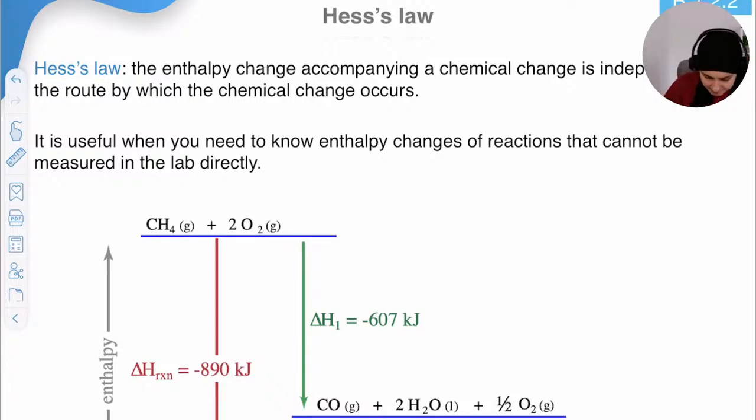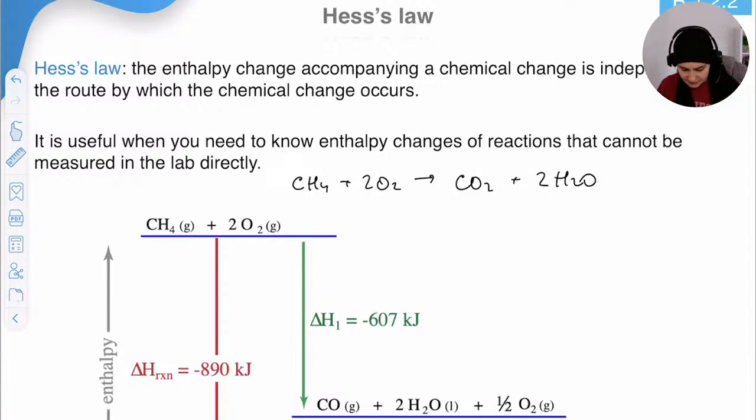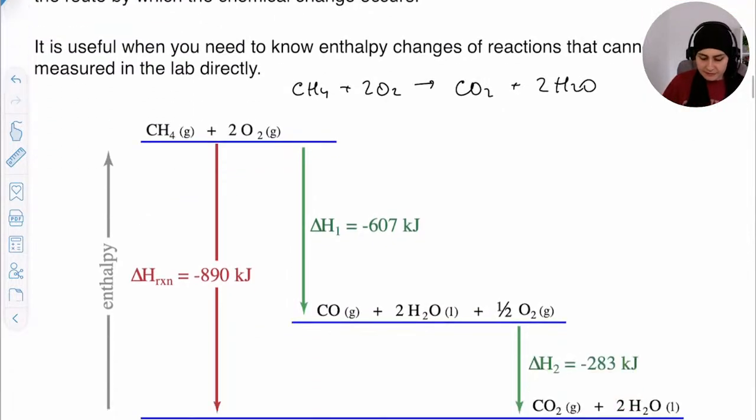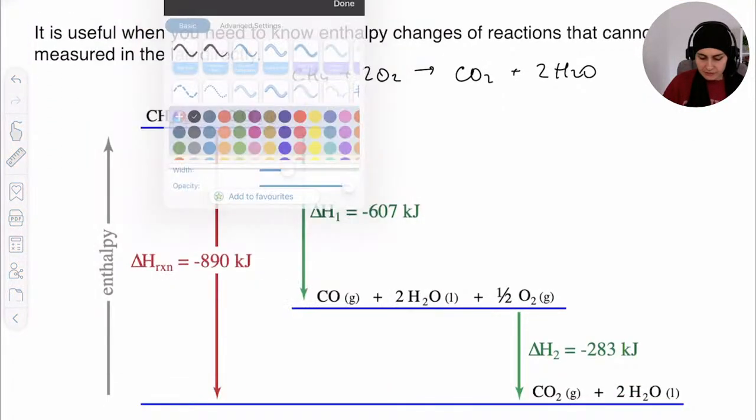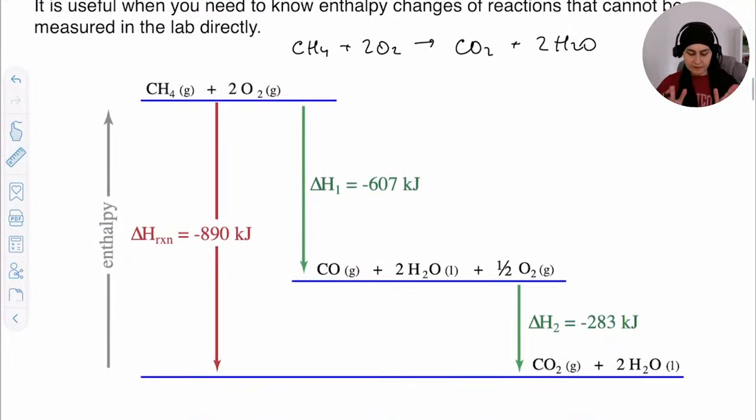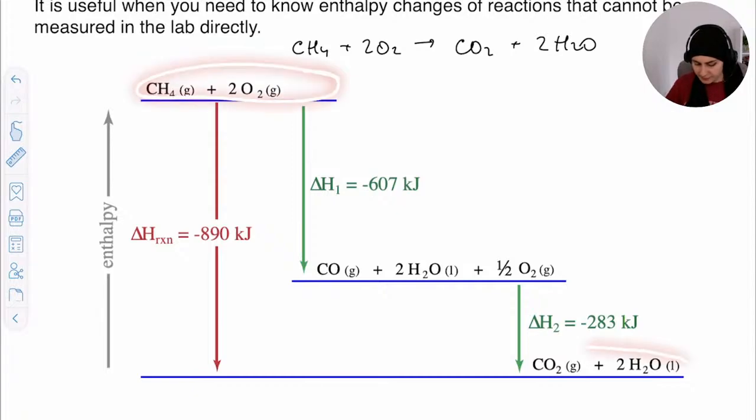So let's say you have a reaction, CH4 plus O2 goes into CO2 and 2H2O. I hope it's balanced. Yeah, it is balanced. Well, the enthalpy change of this reaction, if we draw it on the enthalpy level diagram, it's exothermic because it's combustion, so you would have reactants here and the final products there.